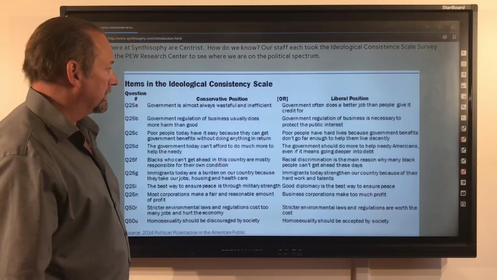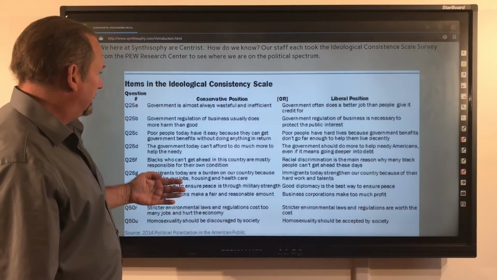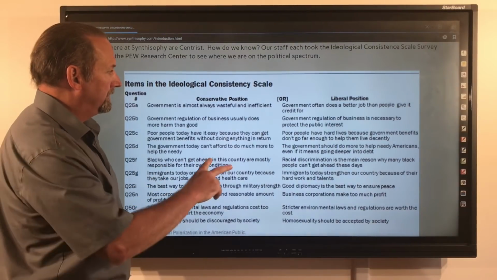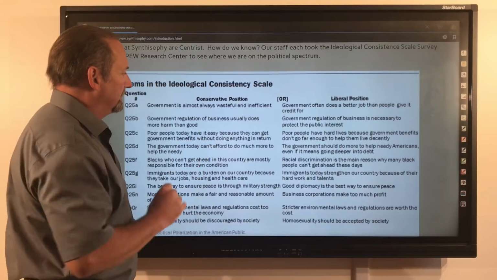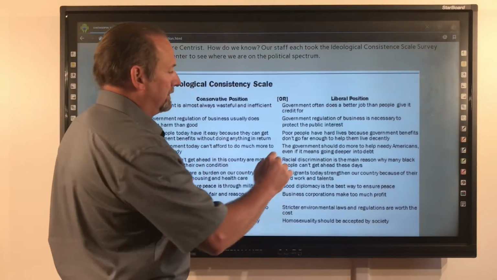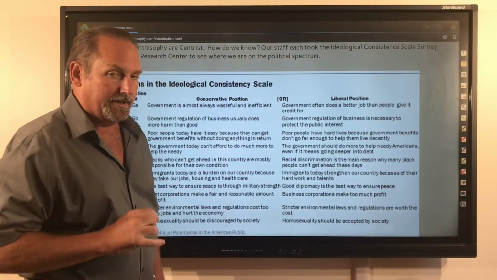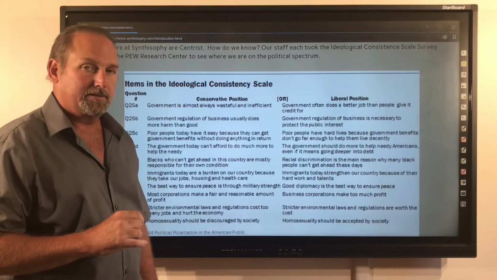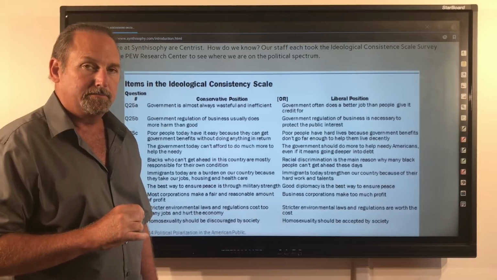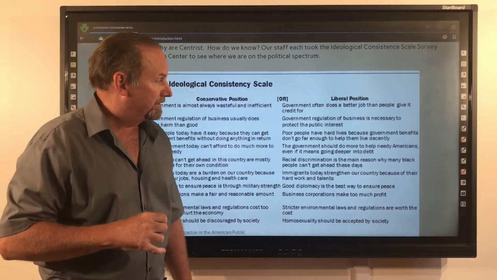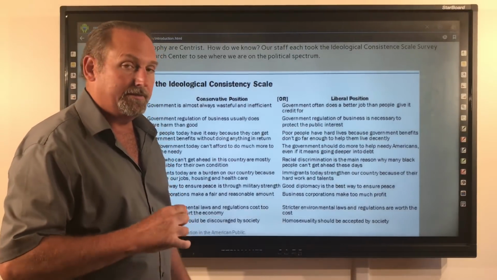Here's how the survey works. There are 10 questions, each with 2 statements. One statement is a very conservative position, the other statement is a very liberal position. You read both statements and you circle the one that you think best describes your political view. If perchance neither one of them describes your view, just leave it blank.